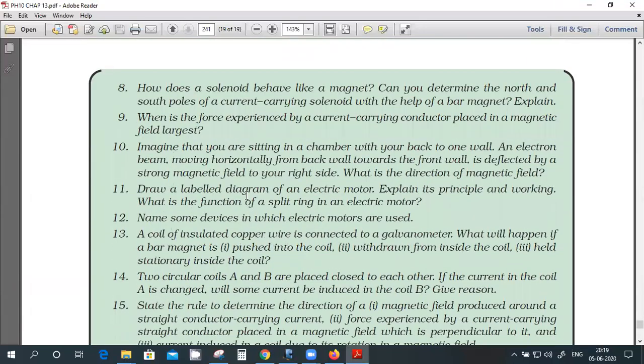How does a solenoid behave like a magnet? Can it determine the north and south poles? A solenoid behaves like a magnet because it produces a magnetic field once current is passed through it. And if we introduce a bar magnet, if it repels when we put the north direction, we can determine that is the north side, and if it attracts, the other side is the south pole.